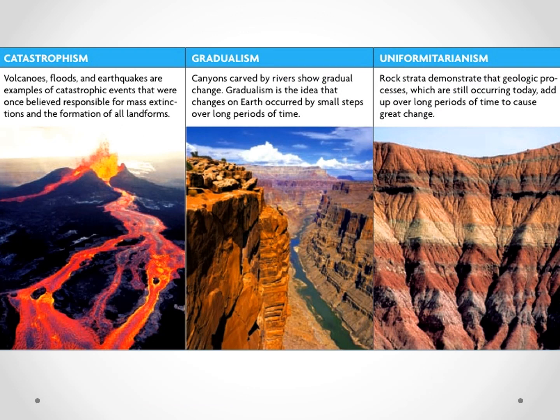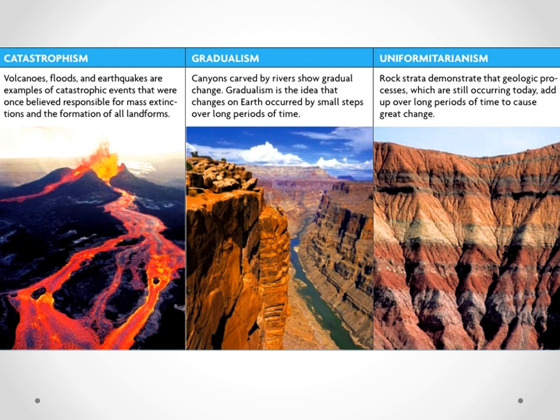And three prevailing geologic notions came out of this time. This notion of catastrophism, that volcanoes, floods, and earthquakes are examples of catastrophic events that were once believed responsible for mass extinction events and the formation of all landforms, which, there is some truth to that. We do know that a lot of volcanic activity is what really spurred a lot of early land formation on Earth, but that was long before life arose on Earth.